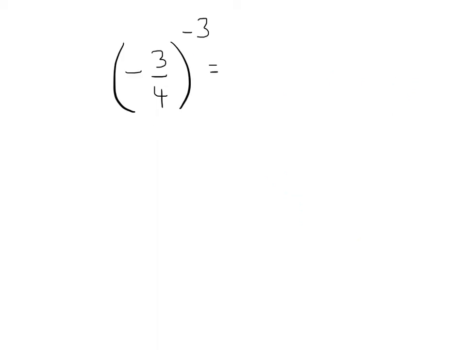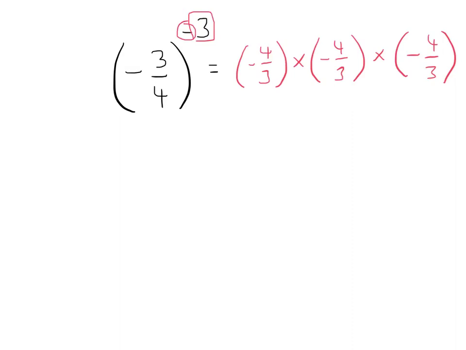All right, let's look at an example where we've got a negative sign inside the brackets as well. So this negative is associated with the 3 over 4. The negative up here is telling us to flip the fraction, and this is telling us to multiply that whole fraction by itself 3 times. So that's minus 4 over 3 times minus 4 over 3 times minus 4 over 3. So we've dealt with the negative sign and we've dealt with the 3. So 4 times 4 times 4 gives us the 4 cubed on the top, and 3 times 3 times 3 gives us the 3 cubed on the bottom.